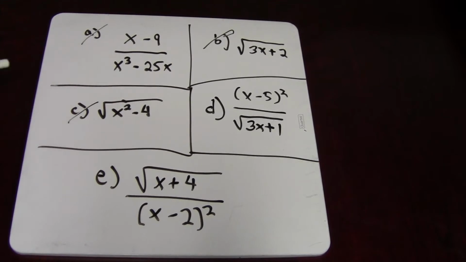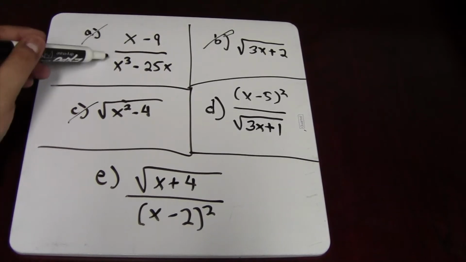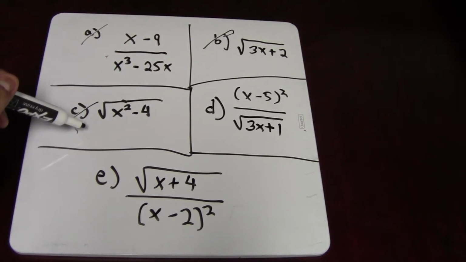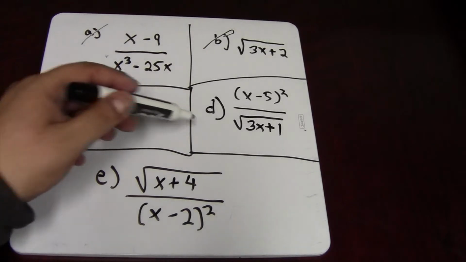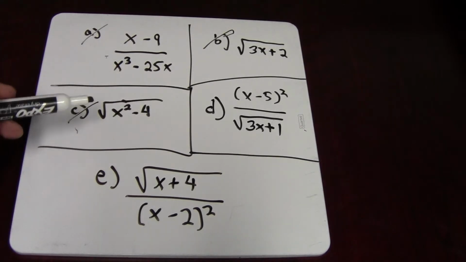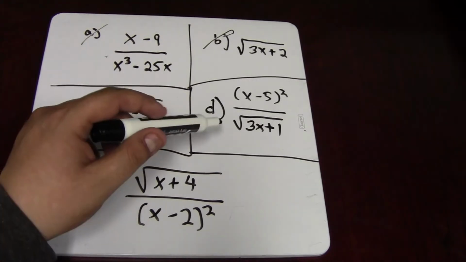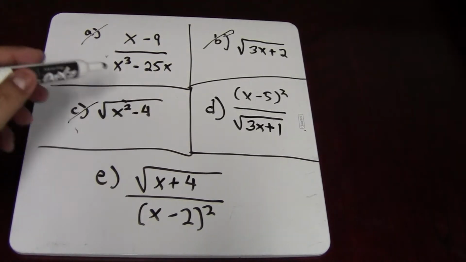In the last video, we went over these A, B, and C problems here, which was a rational function, a square root, and then a square root with a quadratic inside of it. We'll do D and E in this video, which are basically rational functions and square roots combined. So we'll see how to deal with those.